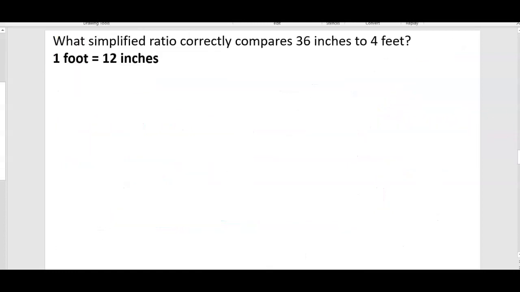Next. Simplified ratio compares 36 inches to 4 feet. Same problem. Well, it's a different problem, but this problem has the same problem as the last problem, which is the units are different, and they need to be the same. So, should I turn feet into inches or inches into feet? Depends on what your answer choices are. Because 36 inches, I think, does turn into feet nicely, right? I believe. Let's try it.